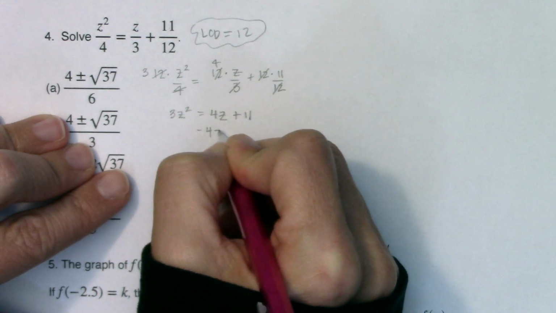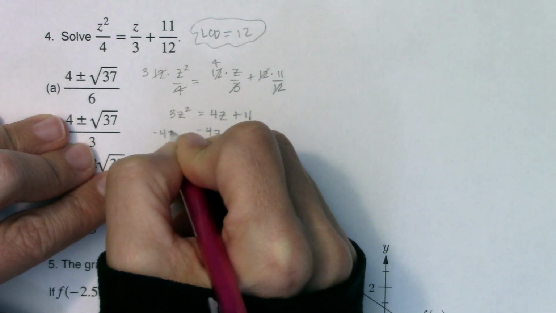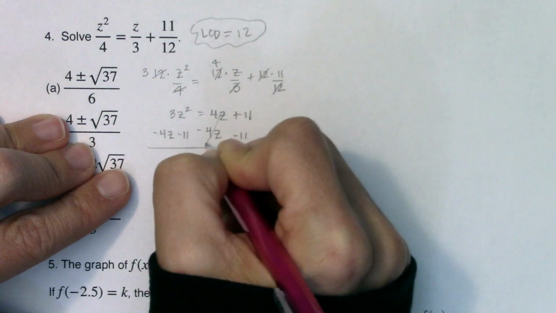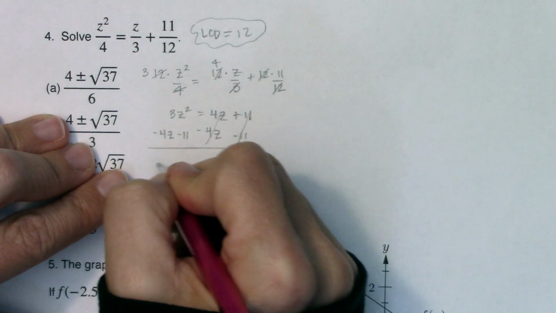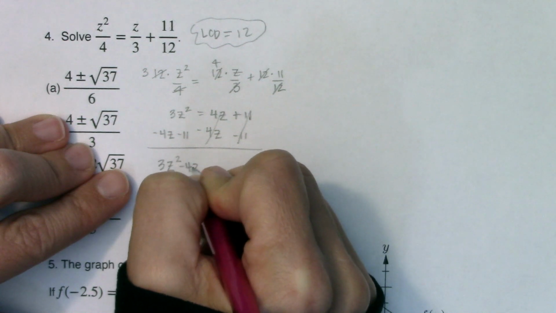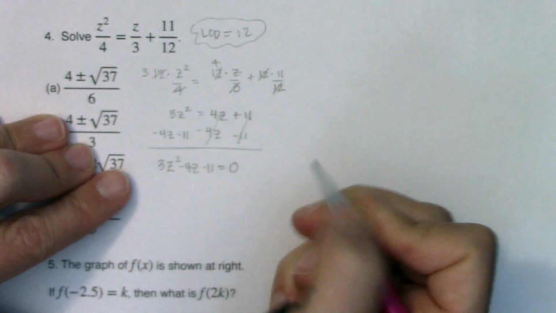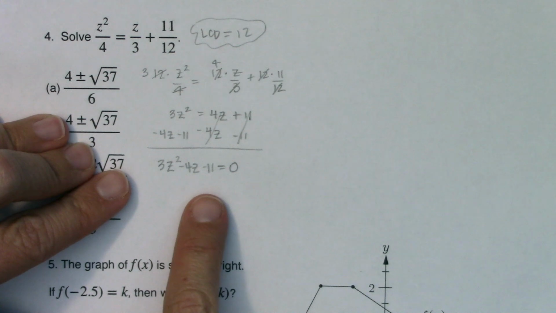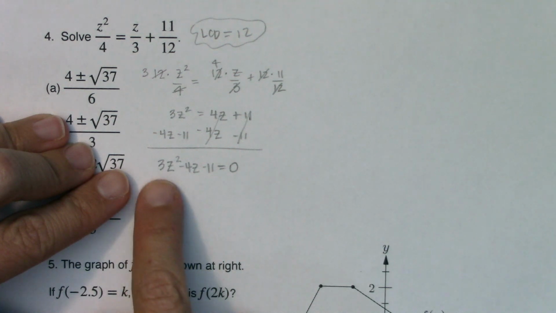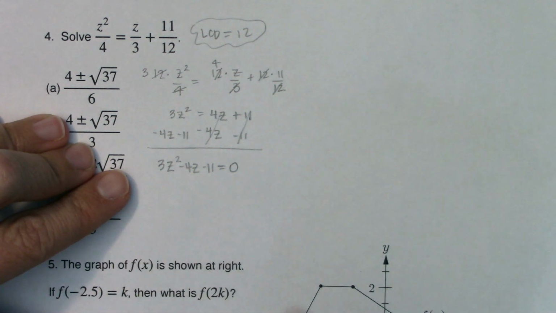So let me go ahead and subtract 4z from both sides, and I'm also going to subtract that 11 from both sides. So this will cancel, again, by design, and we are looking at 3z squared minus 4z minus 11 equals 0. And so I would have to determine, is there anything that could multiply to 11 but add to negative 4? Keep in mind there's this other factor of 3 here.